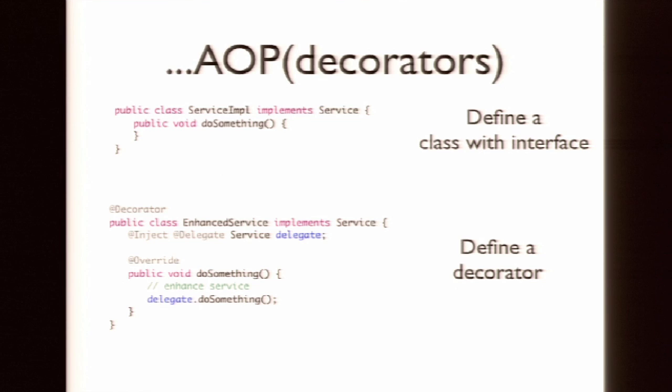Well, it's applied automatically. What I'm saying here is that any instance of service that is managed by the container will get this enhanced service around it, and essentially the method do something, for example, will actually execute and optionally delegate to the wrapped instance. If you want to think of the decorator, think more of interception based on interface, right?